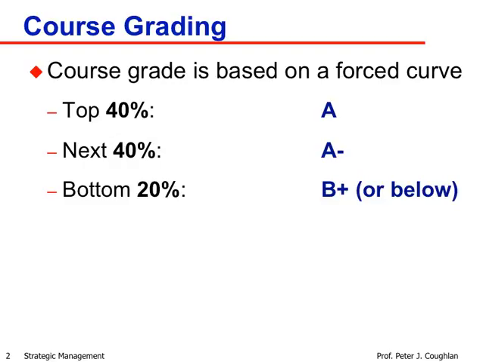As you remember, the grading in the course is based on a forced curve, which means that the top 40%, at least, will get A's in the course. The next 40% will get A minuses or above. And then the bottom 20%, typically, as long as they're exerting effort, will at least get a B+.